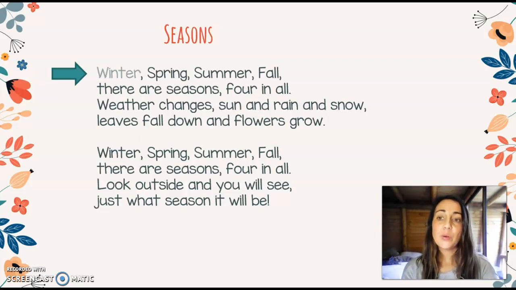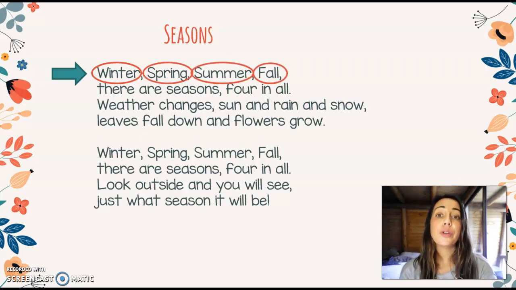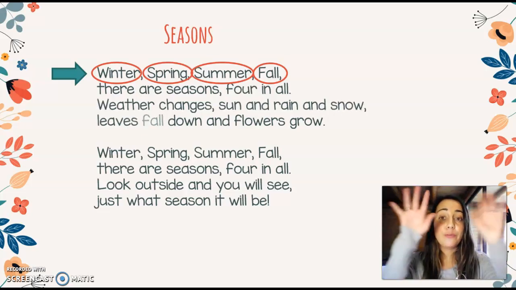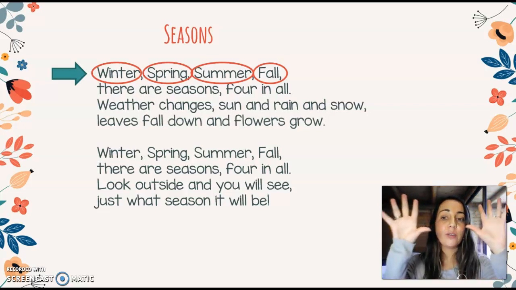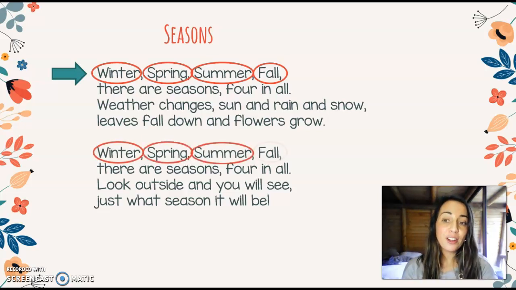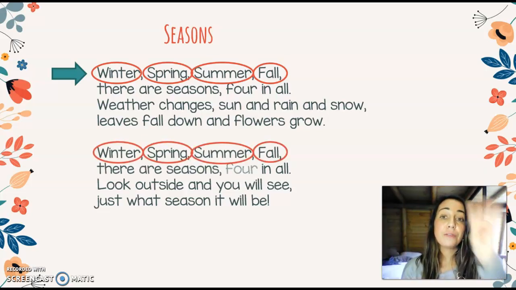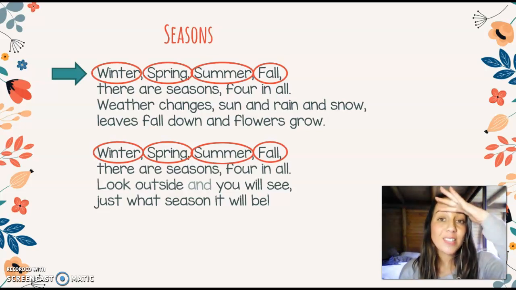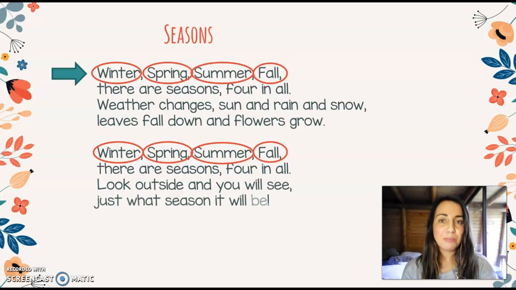Winter, spring, summer, fall. Those are the seasons of the year and the four vocabulary words. There are seasons, four in all. Weather changes, sun and rain and snow. Leaves fall down and flowers grow. And again, winter, spring, summer, fall. There are seasons, four in all. Look outside and you will see just what season it will be.